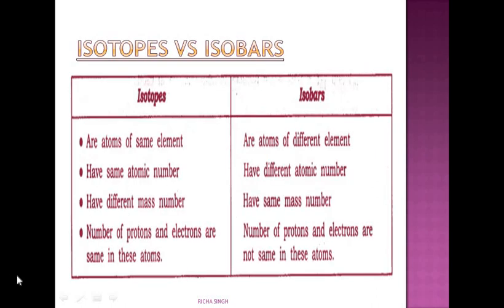Now, if we see the difference between isotopes and isobars, the first difference is that isotopes are atoms of the same element. Isobars are atoms of different elements. Isotopes have the same atomic number, isobars have different atomic numbers. Isotopes have different mass numbers, but isobars have the same mass number. In isotopes the number of protons and electrons are the same. Here, in isobars, the number of protons and electrons are not the same in these atoms. Okay, so these are the differences.